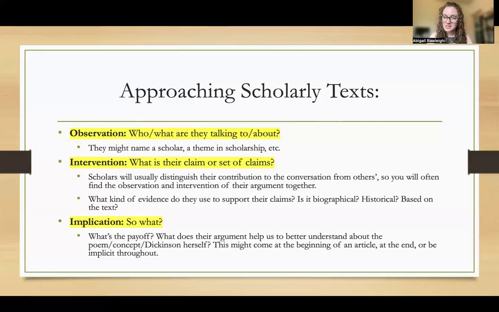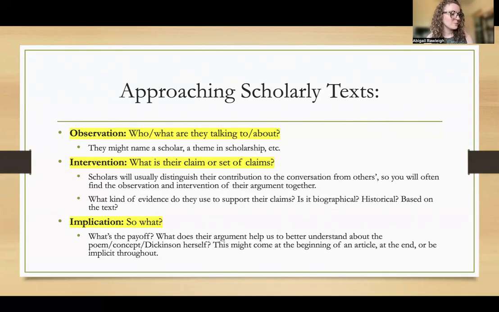They're not always going to be explicitly spelled out, but if you have these three elements: observation, who or what is the scholar talking about or to? The intervention, what's the central claim or set of claims, and what kind of evidence are they using, right? And then implication. So what? Why does this matter? The evidence used in the intervention can often help us understand what the implication is. So if a scholar is using a lot of biographical information about Dickinson, probably they're trying to help us better understand her as a person, and that's the implication.